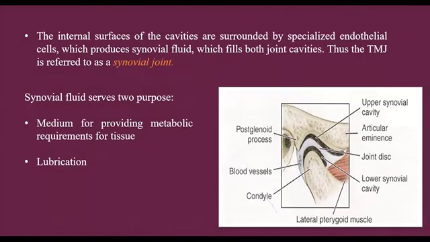The internal surfaces of the cavities are surrounded by specialized endothelial cells, which produce the synovial fluid, which fills both the joint cavities. Thus, the TMJ is referred to as a synovial joint. Synovial fluid serves two main purposes. It provides the medium for metabolic requirements of the tissue and lubrication.